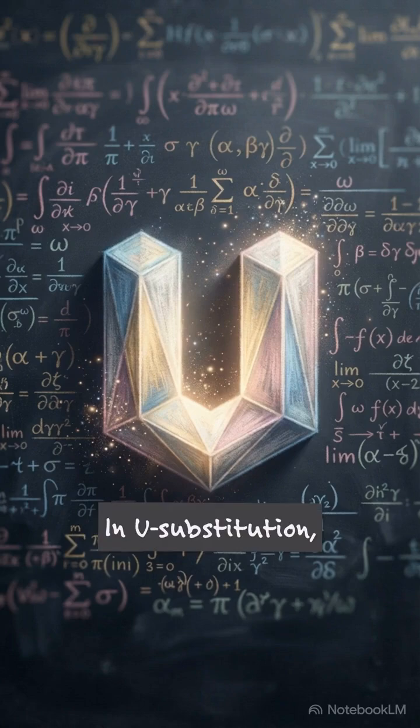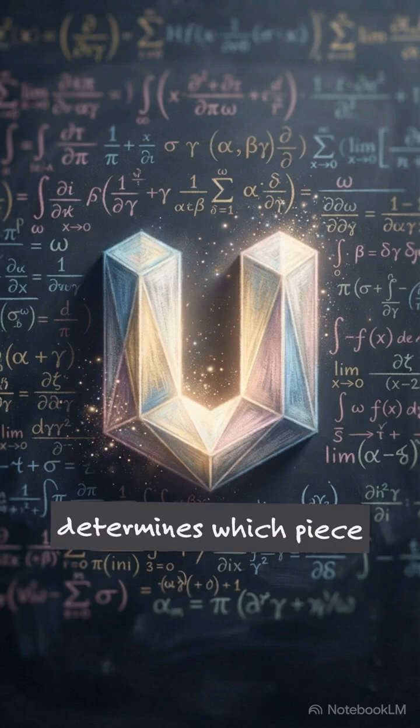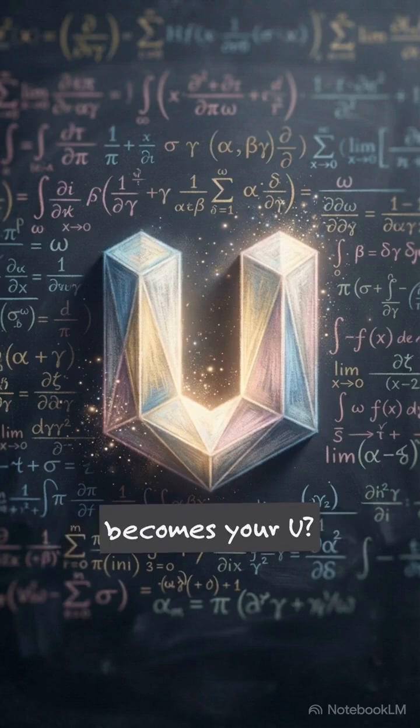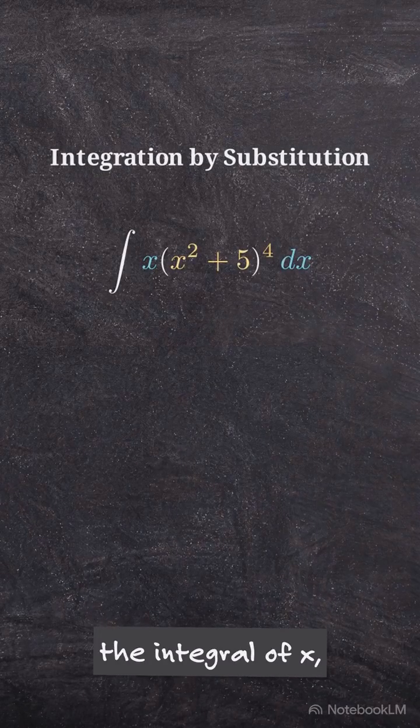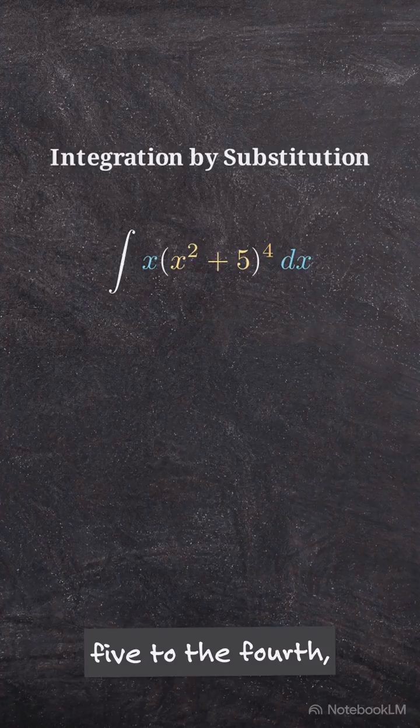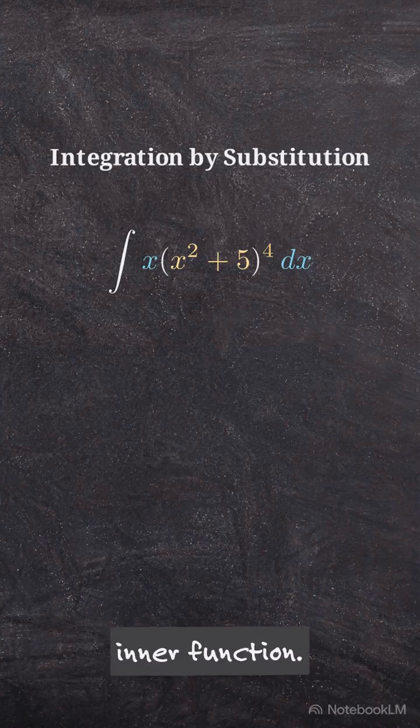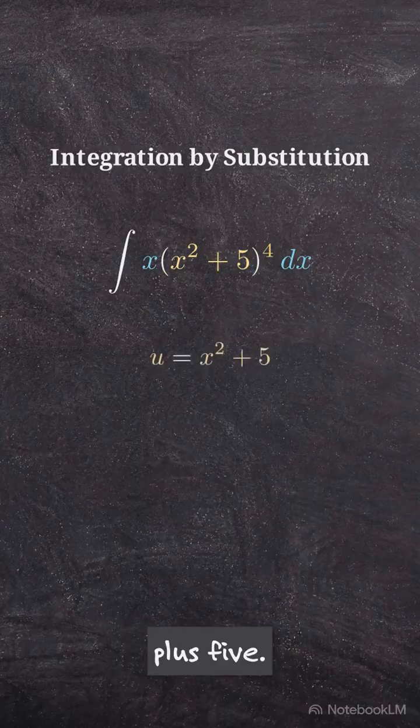In u-substitution, what exact rule determines which piece of a messy integral becomes your u? Take this concrete example: the integral of x times (x squared plus 5) to the fourth dx. Your first instinct should always be grabbing the inner function. Look for the piece trapped inside parentheses. Here, that's x squared plus 5.